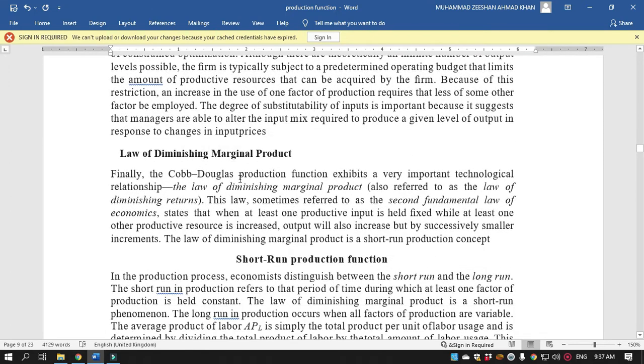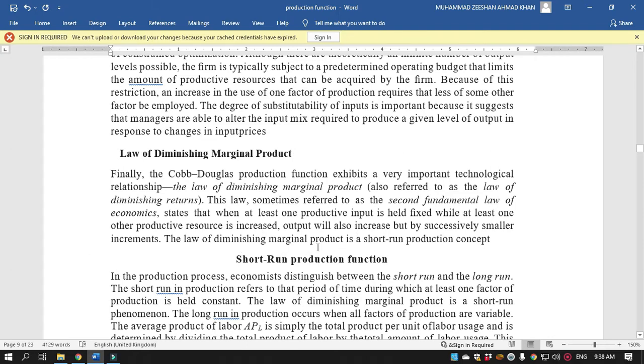Law of diminishing marginal product. You know the term marginal product, actually. And finally, the Cobb-Douglas production function exhibits a very important technological relationship, the law of diminishing marginal production, also referred to as the law of diminishing returns. This law is sometimes referred to as the second fundamental law of economics. It states that when at least one productive input is held fixed, while at least one other productive resource is increased, output will also increase, but by successively smaller increments.